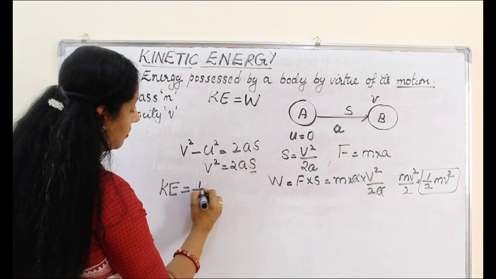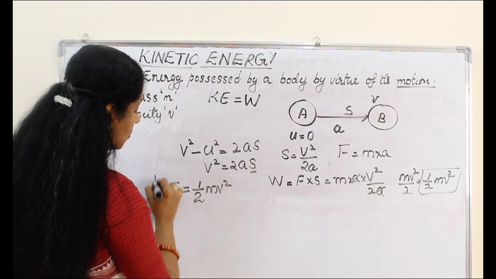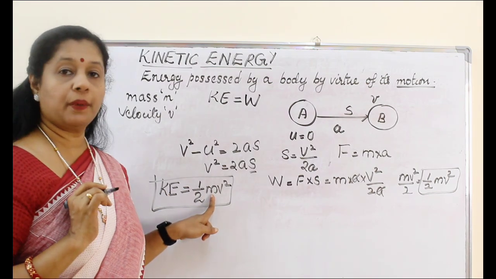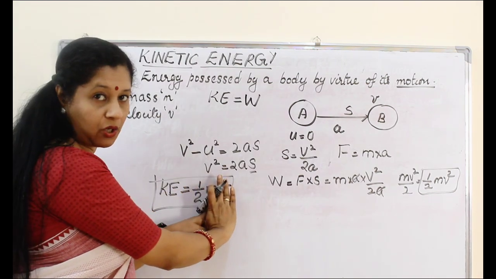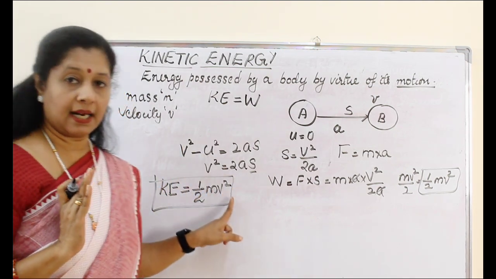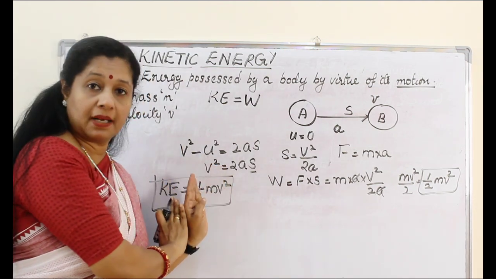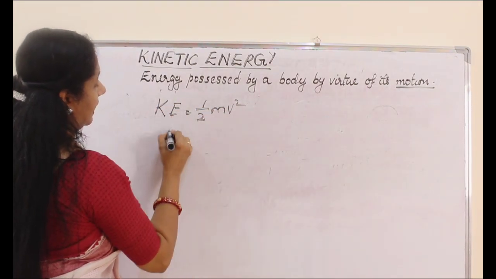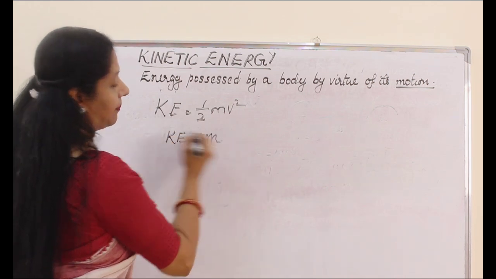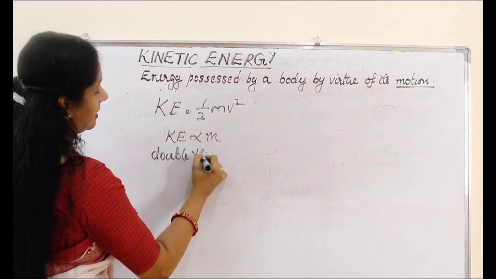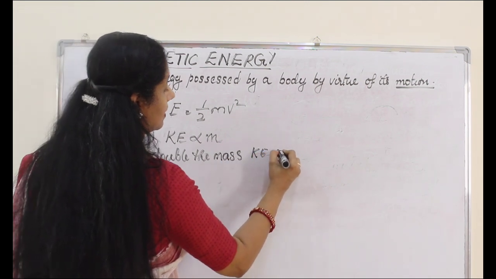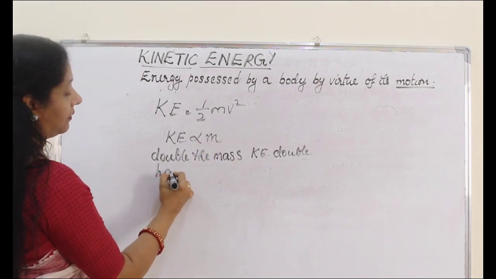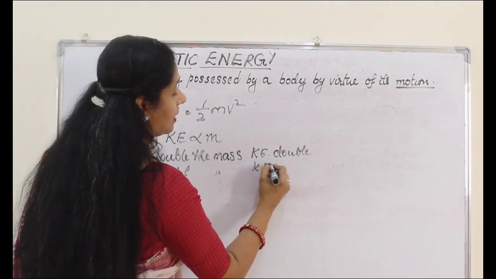Kinetic energy possessed by a body is half mv square. That means the kinetic energy of a body is directly proportional to its mass, provided v is constant. We are not changing the v. Or kinetic energy is directly proportional to the square of the velocity if mass remains the same. So according to the formula KE is equal to half mv square, we learned that KE is directly proportional to m. If we double the mass, kinetic energy also becomes double. The same way, if we halve the mass, KE also becomes half.